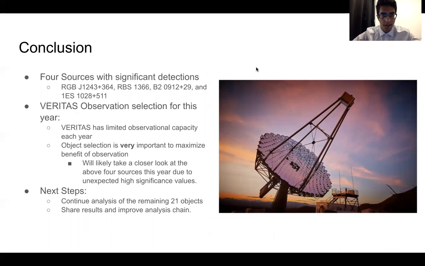Basically, as I said, 4 sources with significant detections, and you can see those back on the recording if you'd like. And so what's the importance of all this? Well, Veritas observation selection for this year is going on in the next week or two. And Veritas, as a telescope, has a very limited observational capacity each year. And this is reasonable considering that you can only point the telescope towards one area of the sky at a time. And you can only use that finite amount of time to look at certain sources. So scientists need to be able to maximize the benefit they'll get out of observing a source while minimizing the amount of time they have to do it.